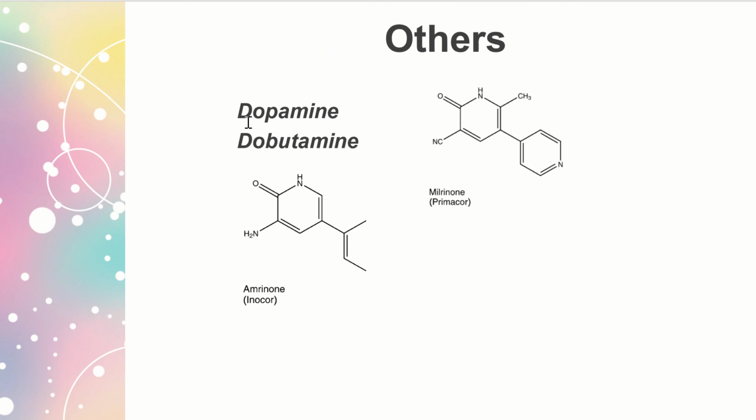All right, so we have the structures and some names of some other positive inotropic agents. So dopamine, which we know about. We also know about dobutamine, right? And some others seen here. So these are other positive inotropic agents.